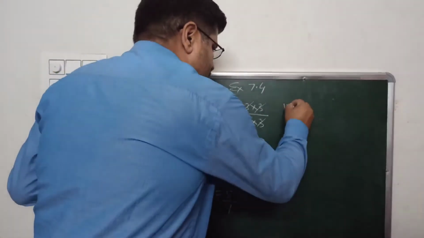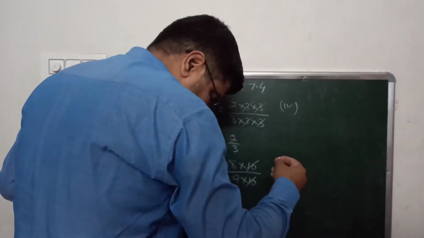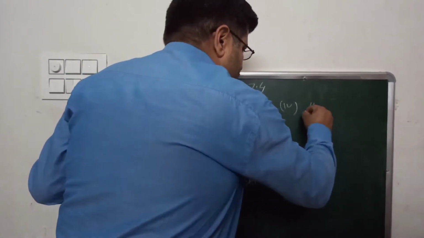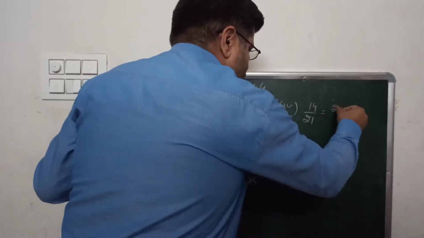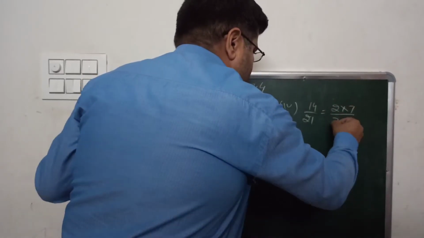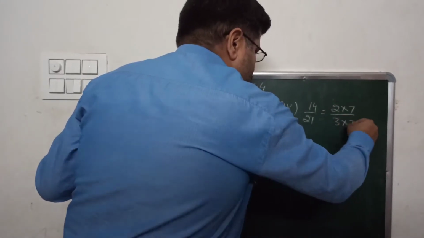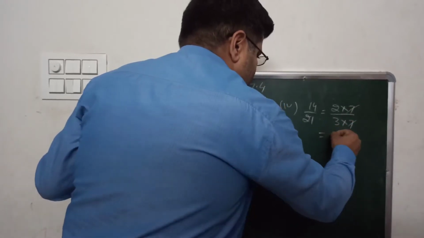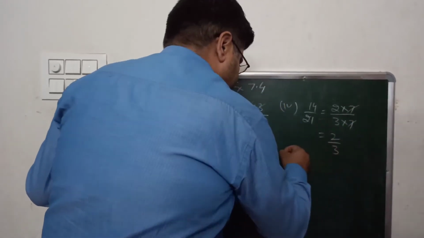Now fourth part of the question is 14 upon 21. Factors of 14 are 2 into 7 and that of 21 are 3 into 7. 7 and 7 will cancel and it is coming out to be 2 by 3.